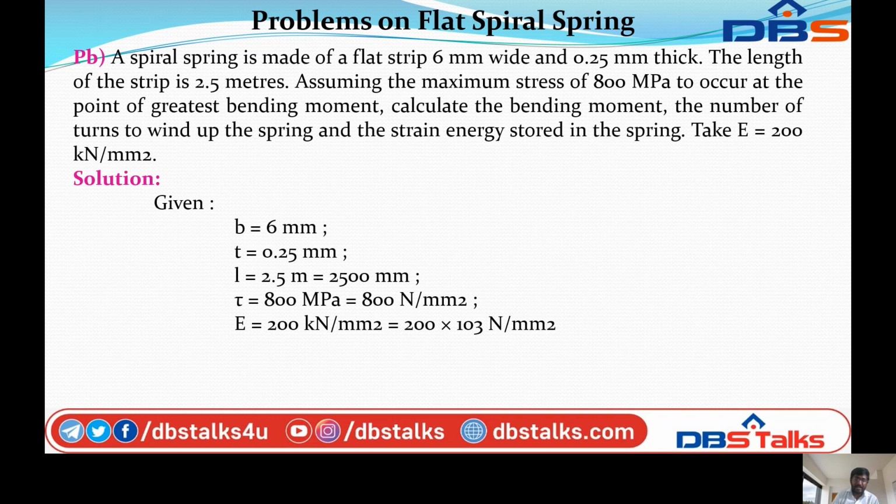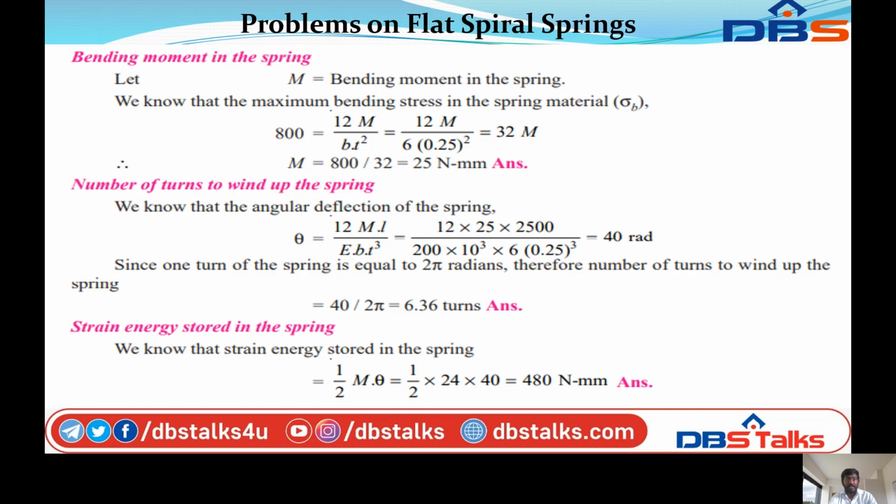So, noting down the given data: B is equal to 6 mm, small t is equal to 0.25 mm. The length of the strip L is equal to 2.5 meters, that is equal to 2500 mm. The maximum stress sigma is equal to 800 megapascal, that is equal to 800 newton per mm square. Modulus E is equal to 200 kilonewton per mm square, converted to newton per mm square, 200 into 10 cube newton per mm square. So, let M be the bending moment of the spring.